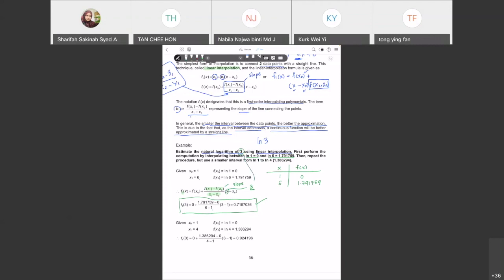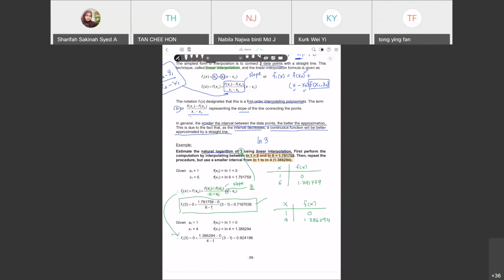Okay? So next, you have another second question. You need to use another set of data points. This is your first data point. This is your second data point. So your second data point is x equal to 1, so the value is 0. When x equal to 4, the value is 0.38629. Alright. So you do the calculation using this formula.